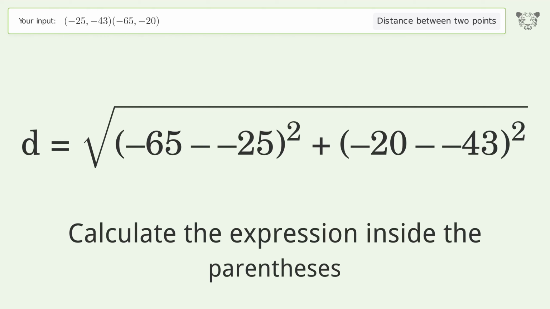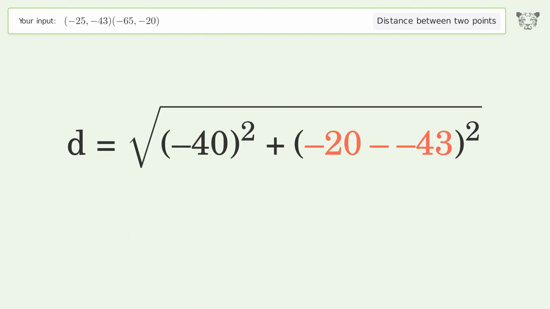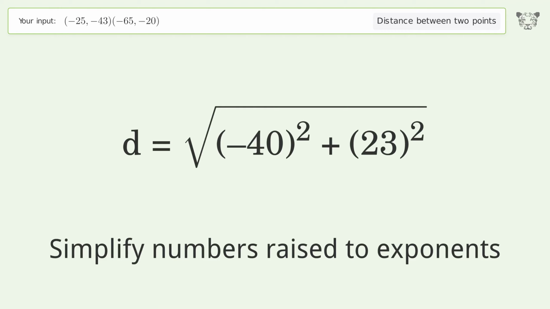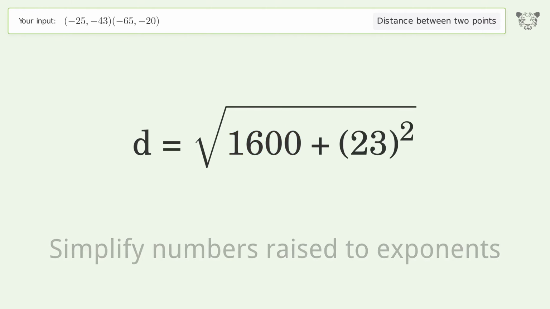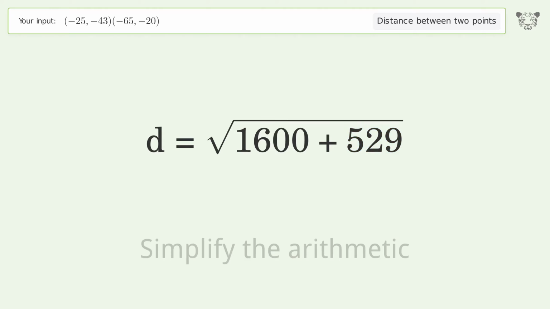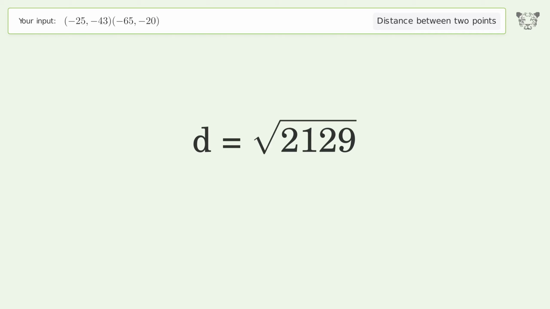Calculate the expression inside the parentheses. Simplify numbers raised to exponents. Simplify the arithmetic. And so the distance between the 2 points is the square root of 2129, or 46.141.